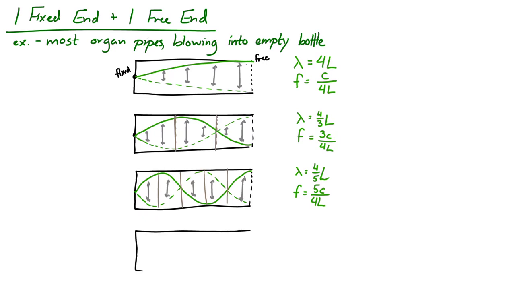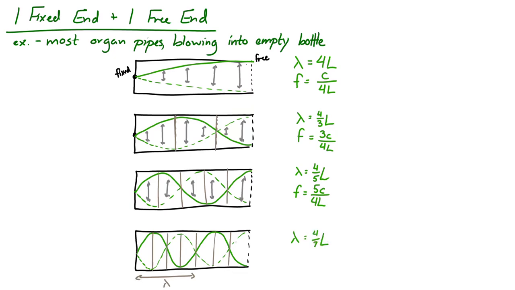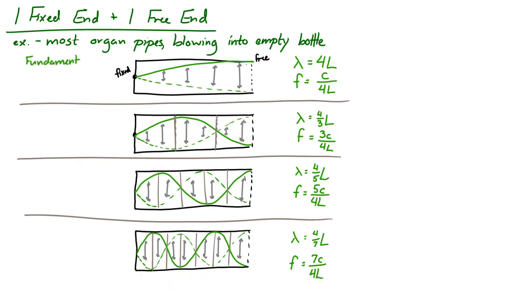And then we could do another one. Here's the next largest. And here we'd split it into 7 equal parts. And 4 of those parts would be a wavelength. So the wavelength is equal to 4/7 of L. And then the frequency is equal to 7C over 4L. We can name this the fundamental frequency. And then this one right here, if you notice, its frequency is 3 times the fundamental frequency. So this is a third harmonic.